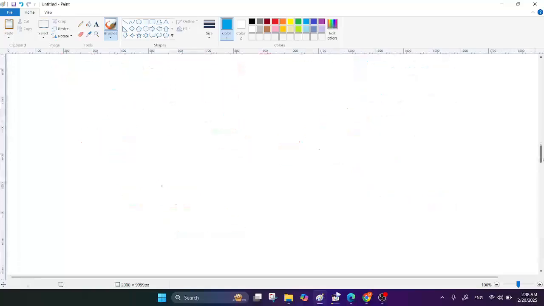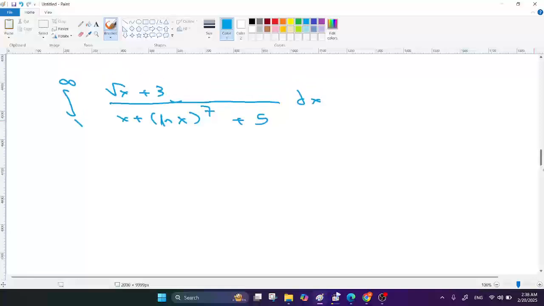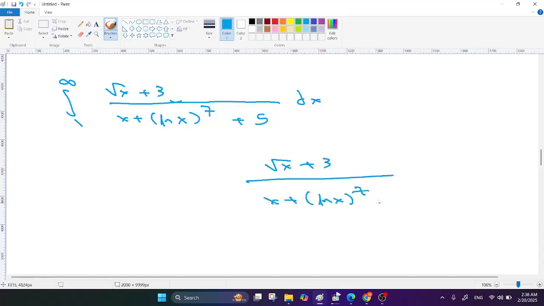Now let's solve the integral from 1 to infinity of square root of x plus 3 over x plus (ln x)^7 plus 5. Try to solve this one. Now let's solve it together. Stop the video if you want to try and then check my solution. So now we have square root of x plus 3 over x plus (ln x)^7 plus 5.